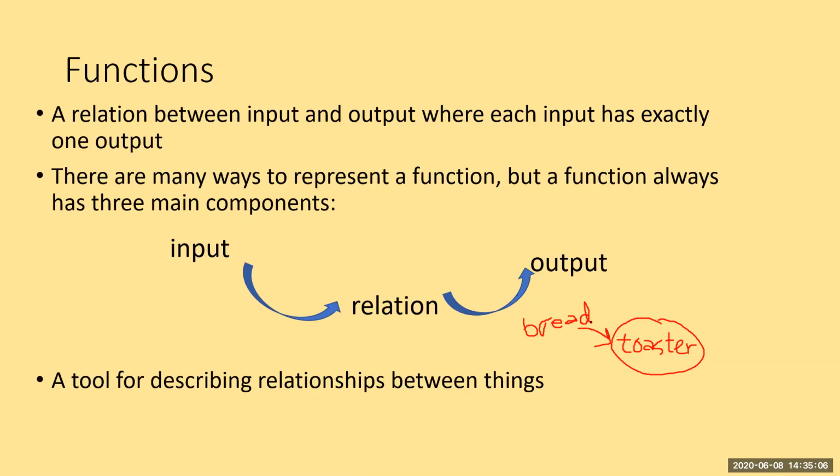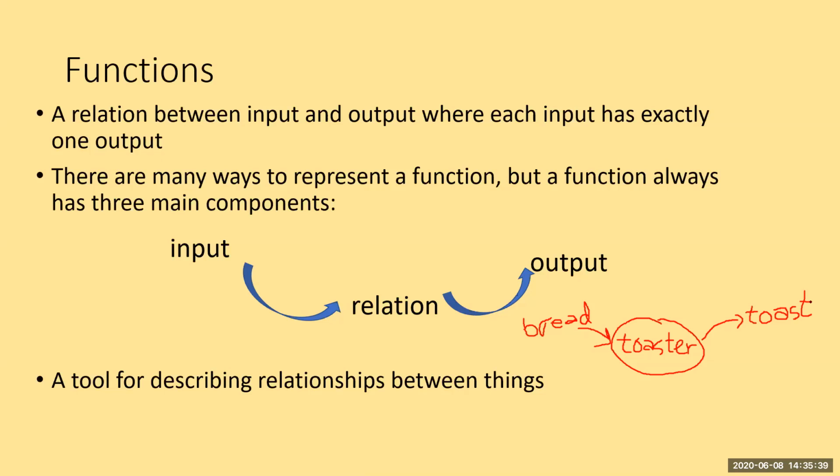And then what's the output that we get from our toaster, right? We put the one piece of bread in, we wait a few minutes for the machine to do its thing. And then what's the output or the result that we get? Well, the output that we get is one piece of toast, right? So if we put one piece of bread in, we get one piece of toast out. That is a perfect example of a function. So it's this relationship between input and output where each input has exactly one output.